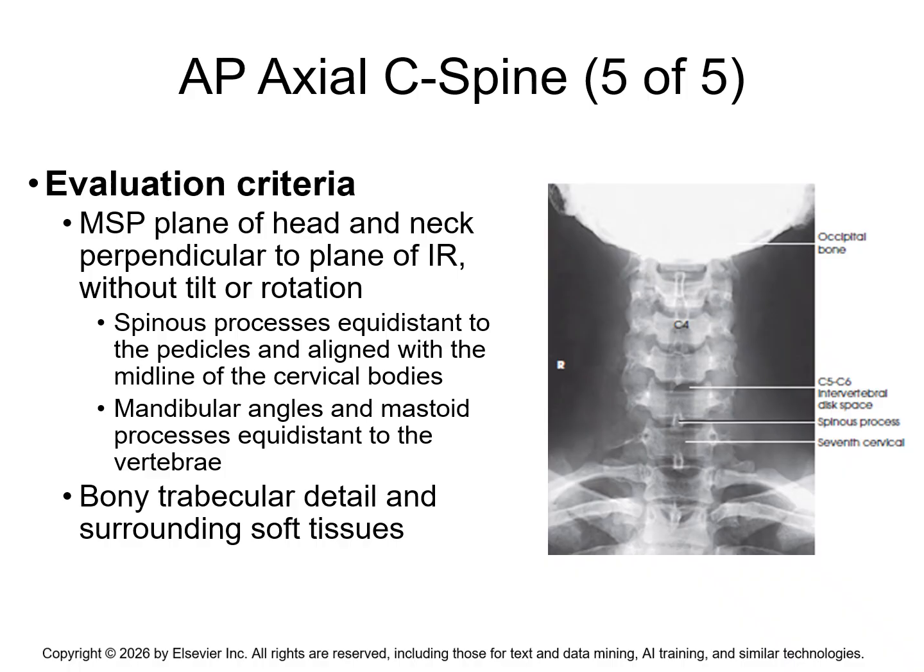And then evaluation criteria. The mid-sagittal plane of the head and neck is perpendicular to the plane, without tilt or rotation. The spinous processes are equidistant to the pedicles. So again, spinous process, spinous process, spinous process. Here's the pedicle, pedicle, pedicle, pedicle, pedicle, pedicle. The angles of the mandible are equidistant to the mastoid processes. Okay, so that's what we're looking at up here, and then obviously bony trabecular pattern.